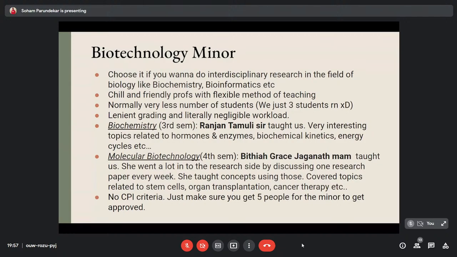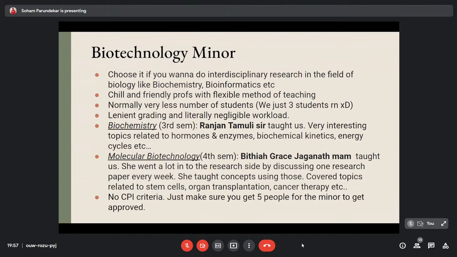We had a flexible method of teaching. On the first day of class, they just asked us how they should teach, and we told them we want you to discuss a lot of research papers. Even for the exams, we decided what the exam pattern must be. So it was so good.